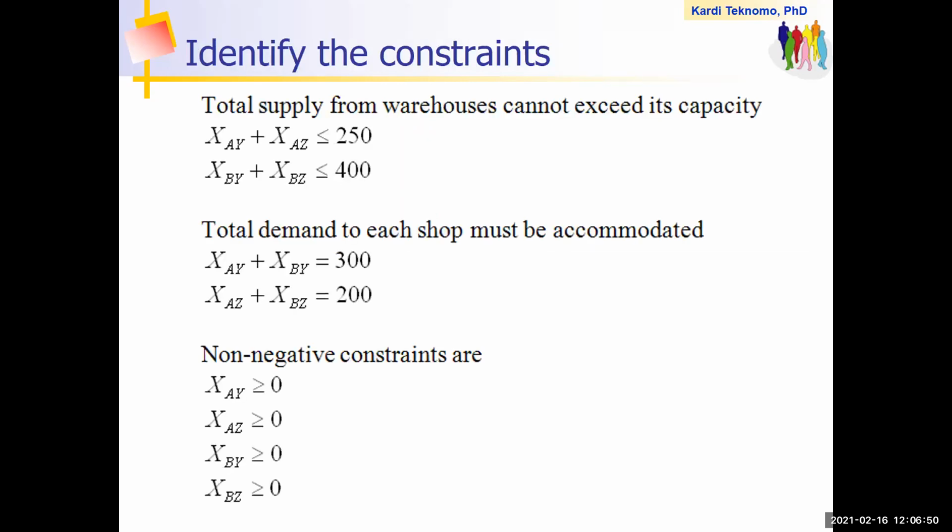Next is to identify the constraints. The total supply from the warehouse cannot exceed its capacity. So XAY plus XAZ is less than or equal to 250. XBY plus XBZ is less than or equal to 400, because the total supply from the warehouse cannot exceed its capacity.